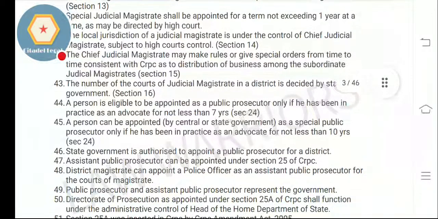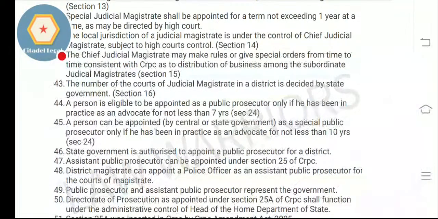45, a person can be appointed by central or state government as a special public prosecutor only if he has been in practice as an advocate for not less than 10 years. Section 24. A person can be appointed by central or state government as a special public prosecutor only if he has been in practice as an advocate for not less than 10 years. This is also mentioned in 24. So, public prosecutor 7 years and special public prosecutor 10 years.